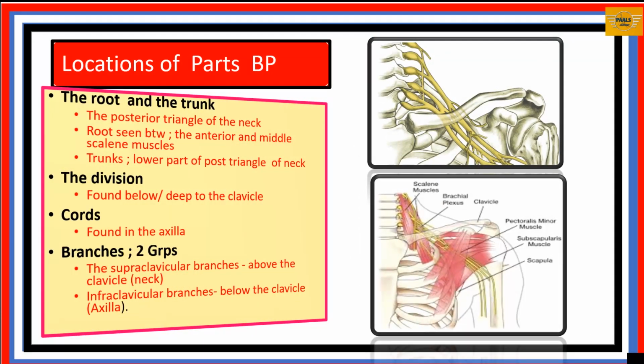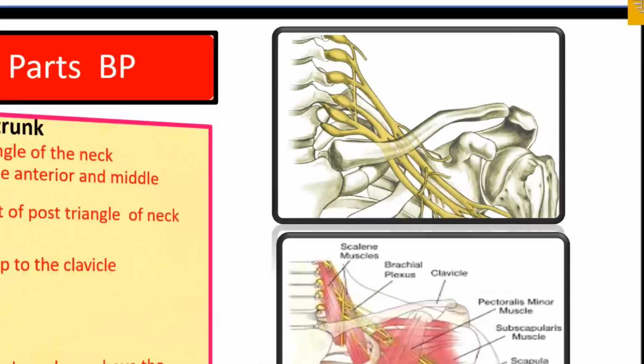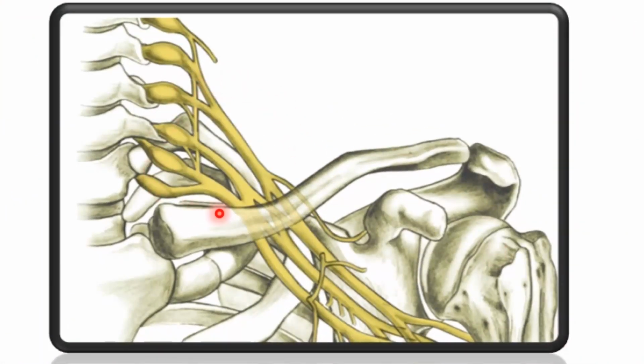Where are these parts located? Now we see the root and the trunk in the posterior triangle of the neck. Both of them are there. We can see here, this is the area of the posterior triangle of the neck. But there's a difference where we find them. The root will be seen between two muscles that are found along the region of the neck. These two muscles are the scalene muscles. So the root will be found between the anterior and the middle scalene muscles. Now, while the trunk will be found at the lower part of the posterior triangle of the neck.